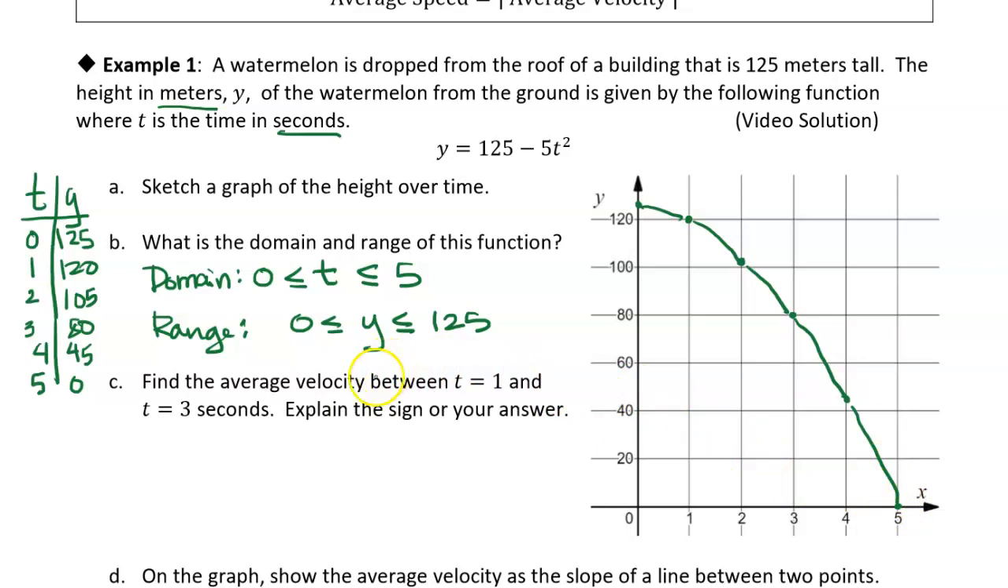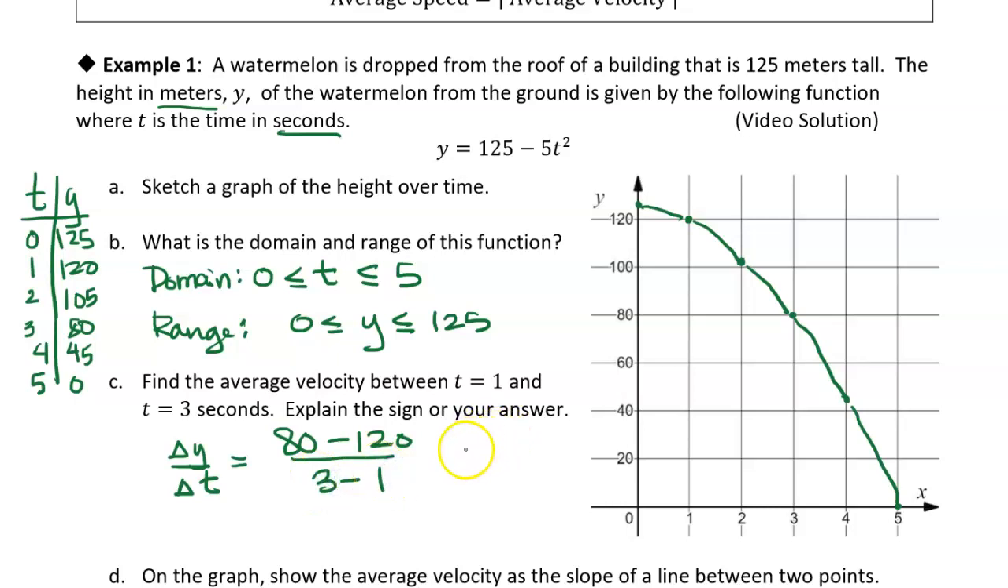And the next question is asking us to find the average velocity between t equals 1 and t equals 3, and explain the sign of your answer. All right, so the average velocity, right, is the average rate of change of distance over time, right? So it's going to be delta y over delta t. That's going to be our average velocity. It's rate of change of distance over time. So at 3 seconds, I'm at 80, right? So I'm going to say 80 minus the distance at 1 second looks like it's at 120. All right, and then I'm going to take 3 minus 1.